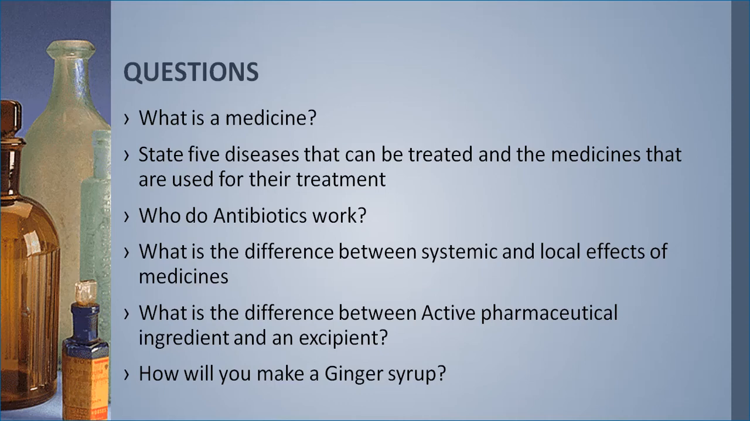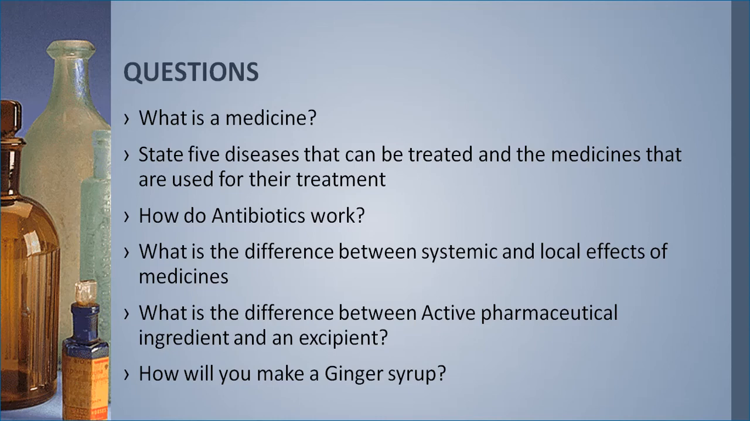Okay, so what is the medicine? Stage 5 diseases that can be treated and the medicines that are used for their treatment. So you write the disease and the medicine we used. Then we come to how. Sorry, please let me correct it. It's not who. Then I want you to tell me, how do antibiotics work?